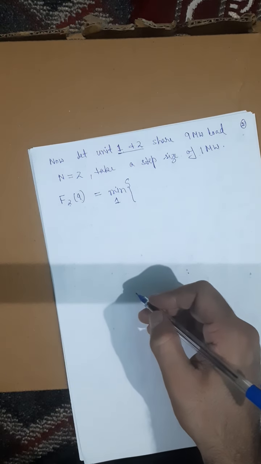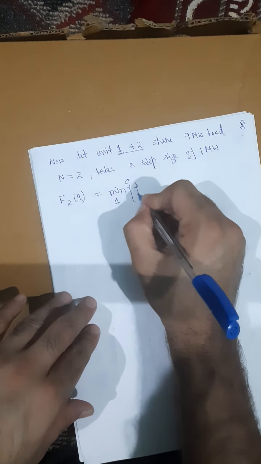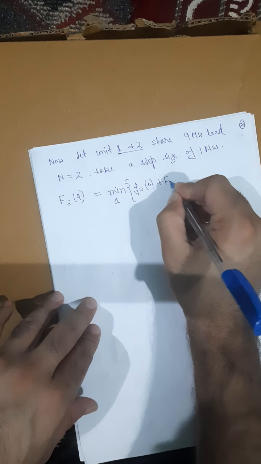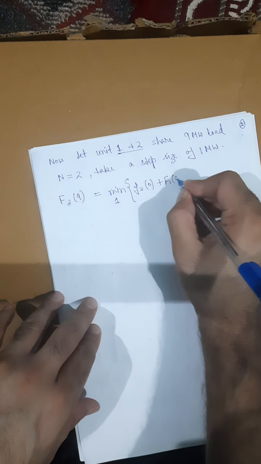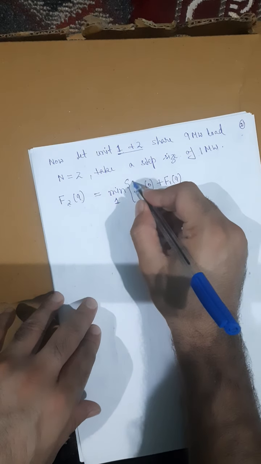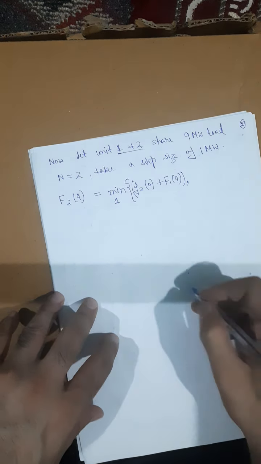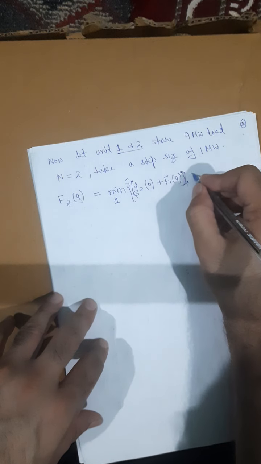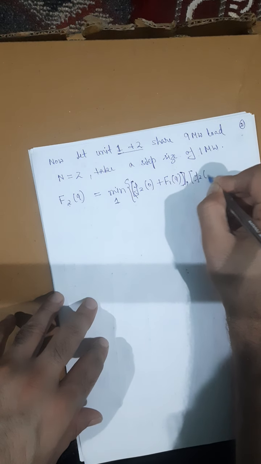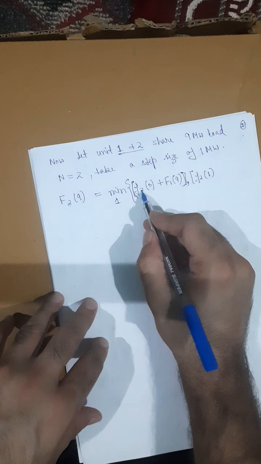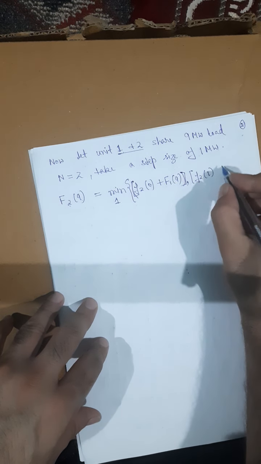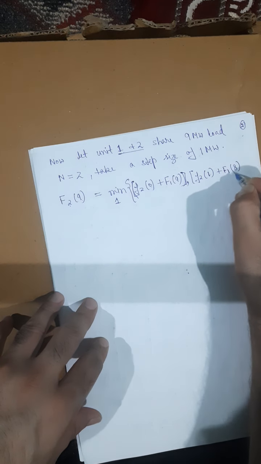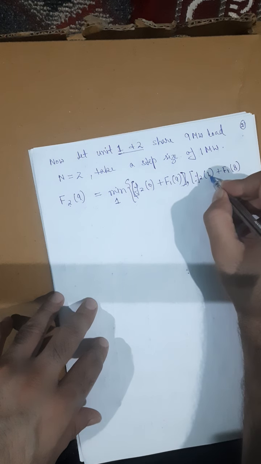What are the number of possible combinations? The first combination is that the second unit will take 0 megawatt of load and the remaining, that is the first unit, will take 9 megawatt of load. This is my first combination. What is the second possible combination? The second unit takes 1 megawatt of load, so from 0 megawatt to 1 megawatt. Then how much load will the first unit take? It will take 8, 8 plus 1 is 9.